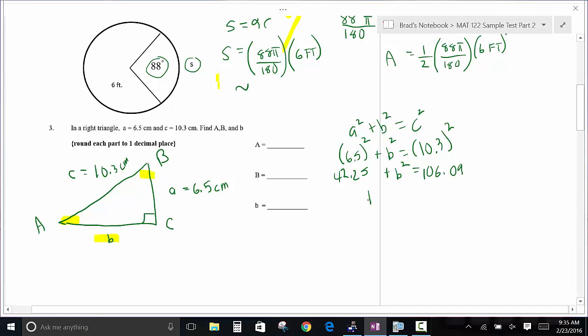Then if I do 10.3 squared, that's going to give 106.09. Then you can subtract both sides, so you can do 106.09 minus 42.25. That's going to give 63.84. Square root both sides, and that's going to give about 7.99. I'm just going to round that to 8. So we have b is equal to 8. That's the answer to that problem.